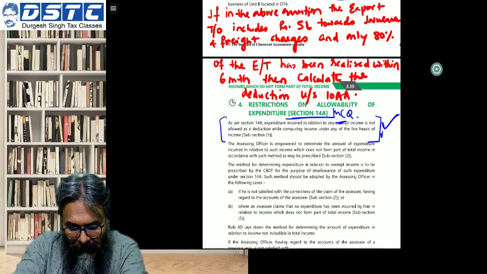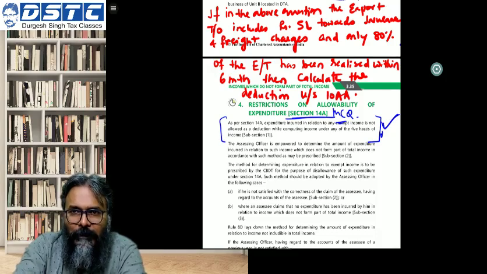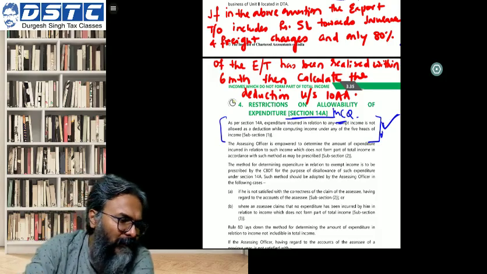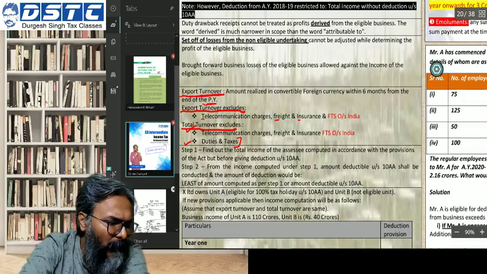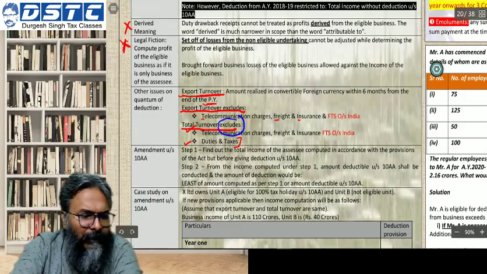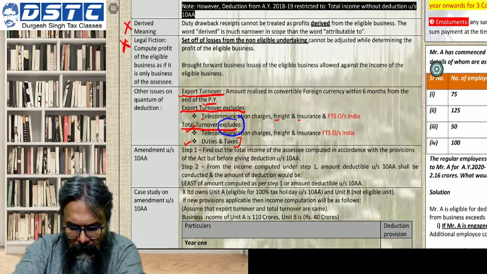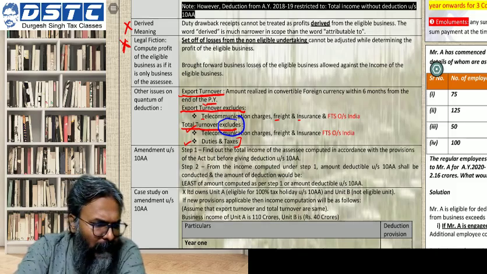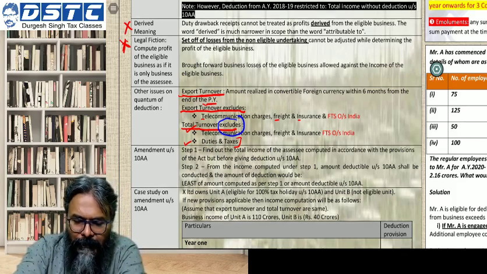Priya, why we subtracted from total turnover? Because in total turnover, export turnover is there. In total turnover also, if you see in the chart itself, we have done it. Even in the total turnover we have to exclude telecommunication charges, freight and insurance. Total turnover will comprise of export turnover and the domestic turnover, and therefore in that regard we will have to exclude the freight charges, insurance charges.